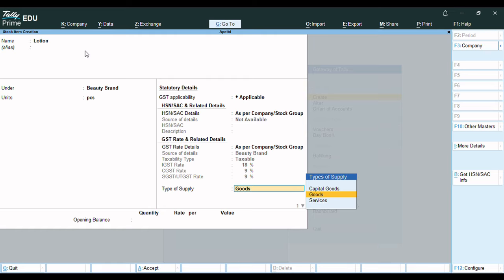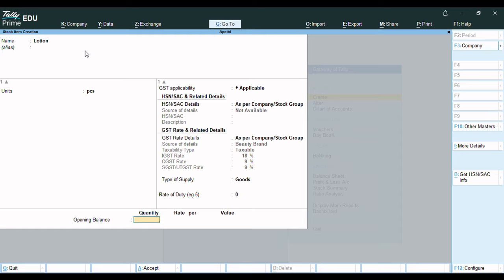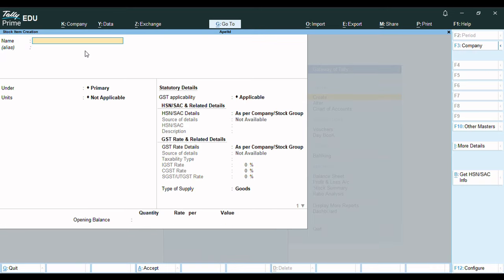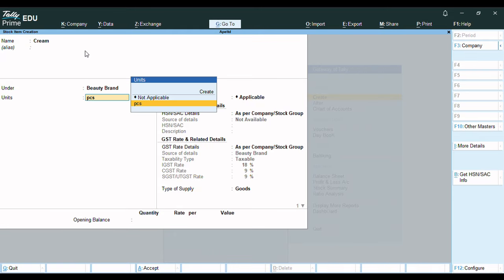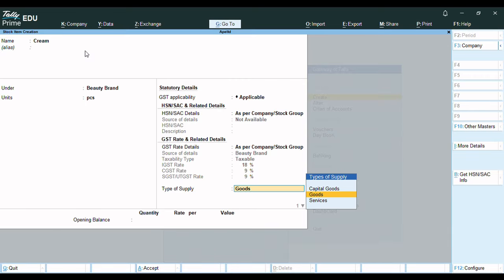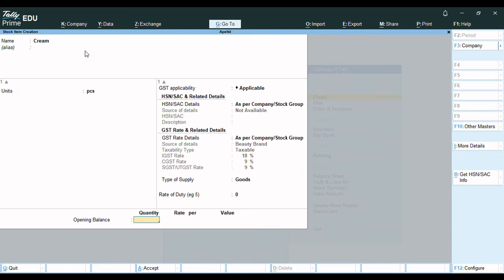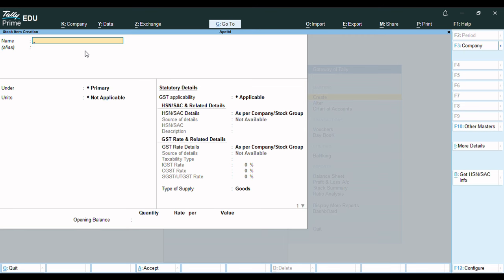Then types of supply: goods. What is the opening balance of lotion? The quantity is 500 and the rate is 100, so the total amount is 50,000. Second is your cream under beauty brand, then pieces, and the quantity is 300, rate is 100 and the value is 30,000. 50 plus 30, 80,000 का stock we have entered.